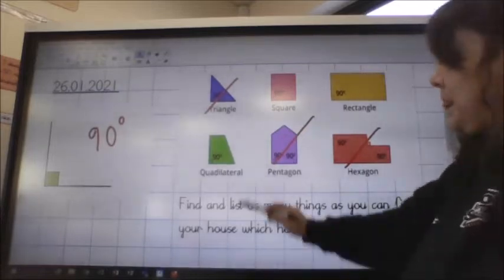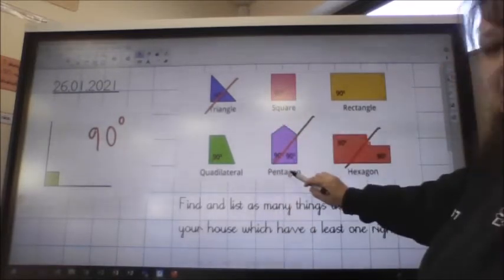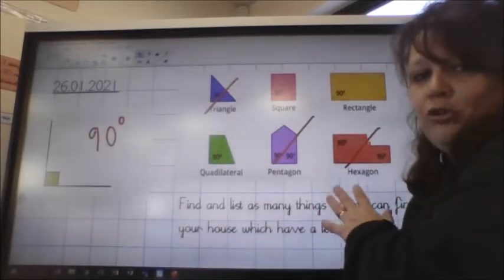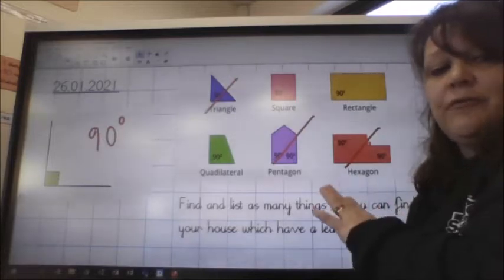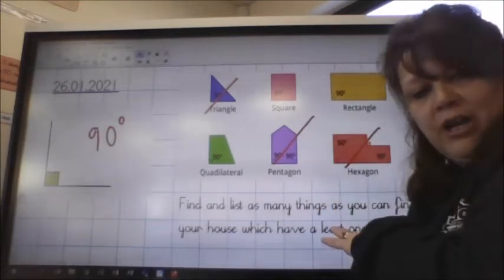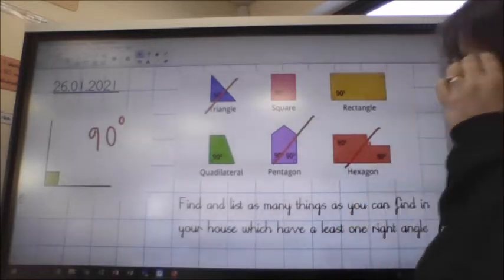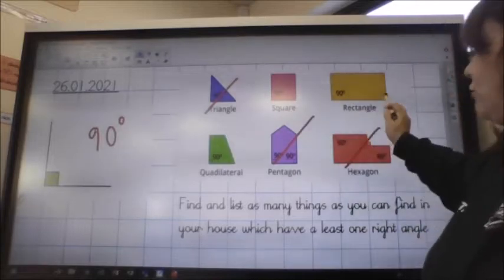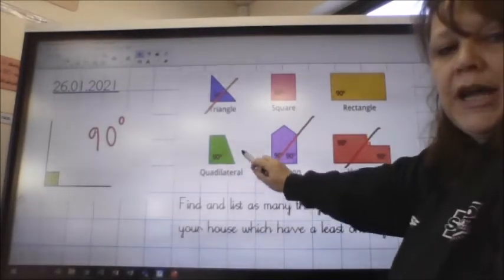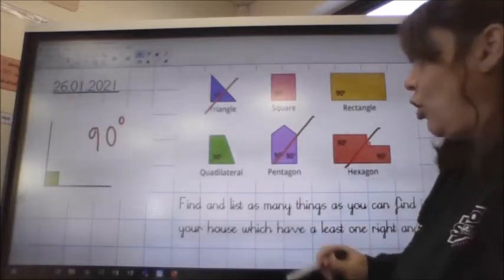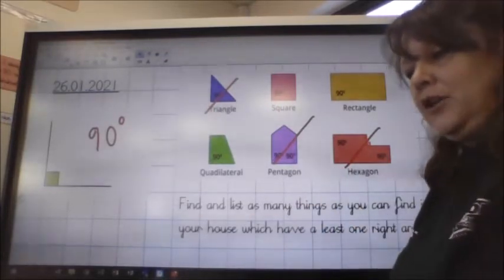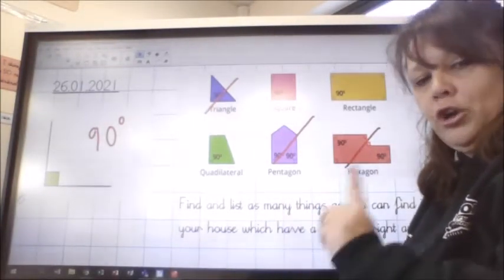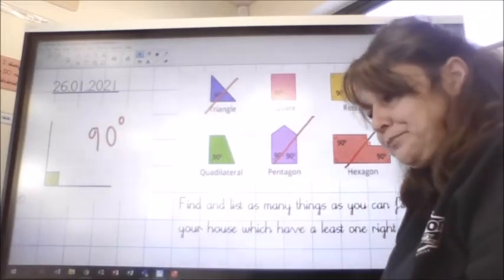Did you get it? Triangle's got 3 sides, pentagon's got 5, and a hexagon has got 6. So you couldn't use any of those shapes because they have got too many sides. You're looking for 4 sides and 1 right angle. So a square would be a perfect shape to draw, or a rectangle, or even a quadrilateral there. It's got 4 sides and 1 right angle. So you draw in your little boxes 3 different shapes that have got at least 1 right angle. They could have more than 1.